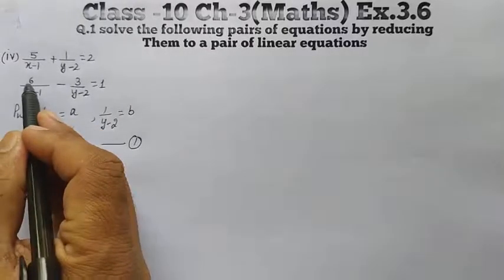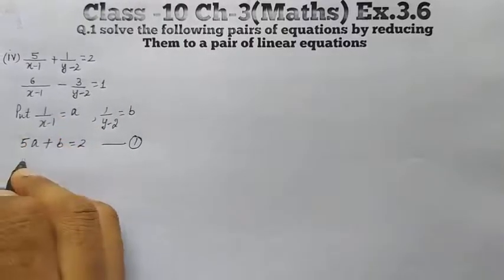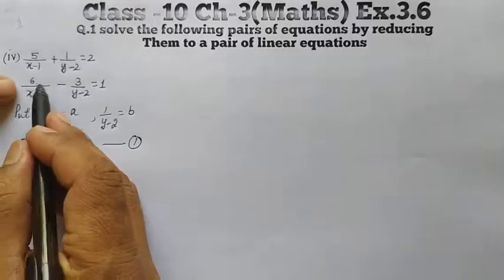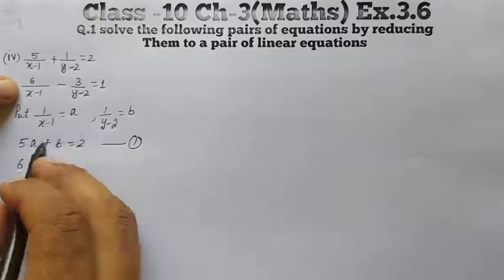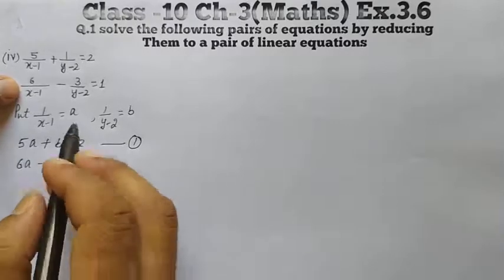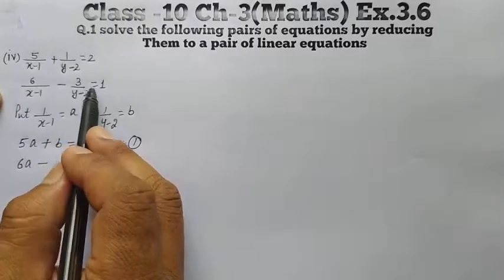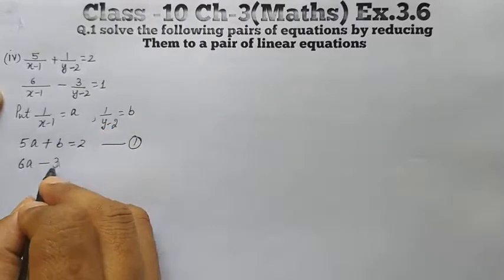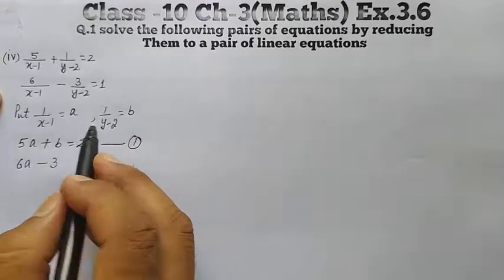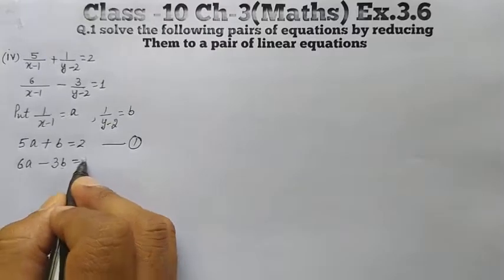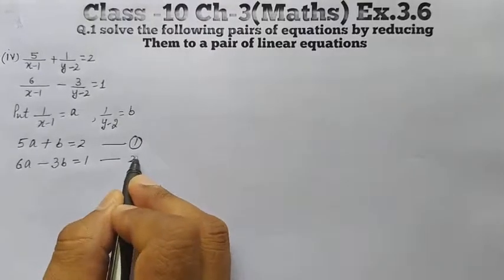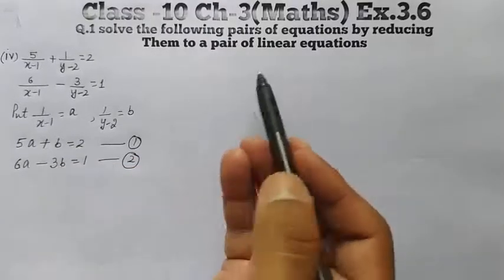And the second is 6 over x minus 1. So 6 into 1 over x minus 1, that is a. So it becomes 6a minus 3 over y minus 2, meaning 3 into 1 over y minus 2, which is b. So this is equal to 1. Now it has changed into a pair of linear equations.